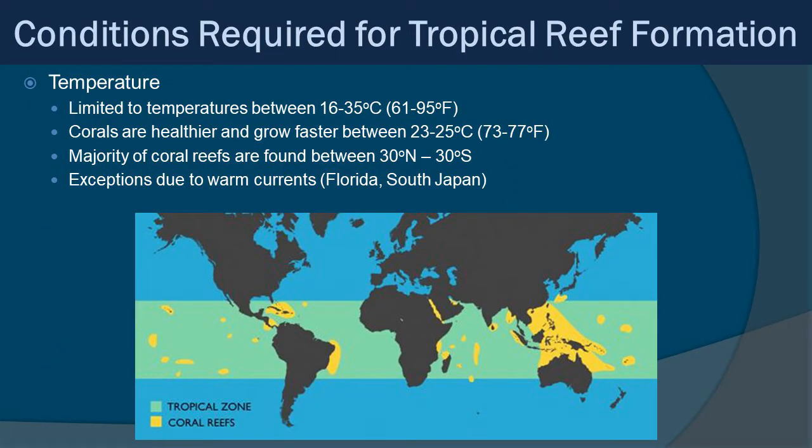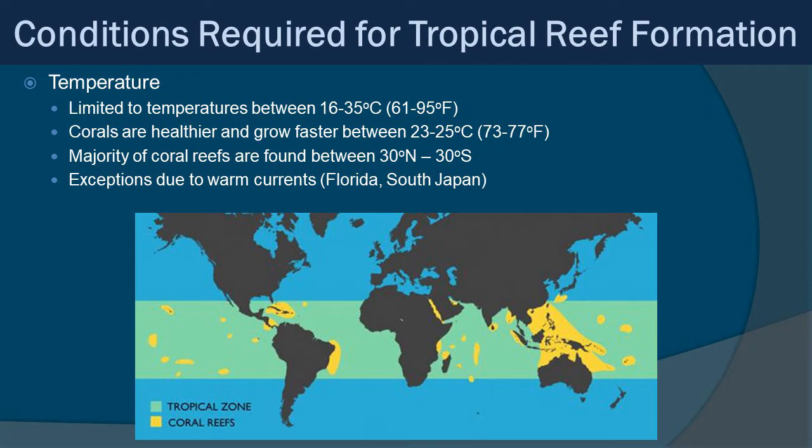You may have already realized that coral reefs tend to be in tropical environments. Well, if you have, you're not wrong. Temperature is a bit of a limiting factor. Temperatures need to be between about 16 to 35 degrees Celsius, or about 61 to 95 degrees Fahrenheit. Corals are healthier and grow faster between around 23 to 25 degrees Celsius, which is around 73 to 77 degrees Fahrenheit. Now, the majority of coral reefs around the world are found between the two 30-degree latitudes, right? 30 degrees north, 30 degrees south.